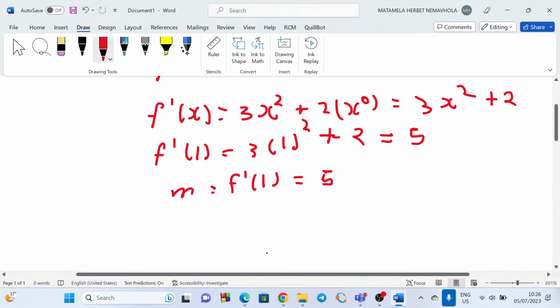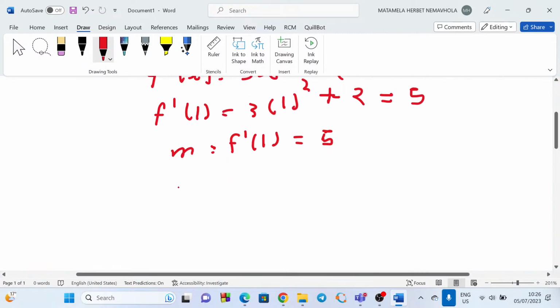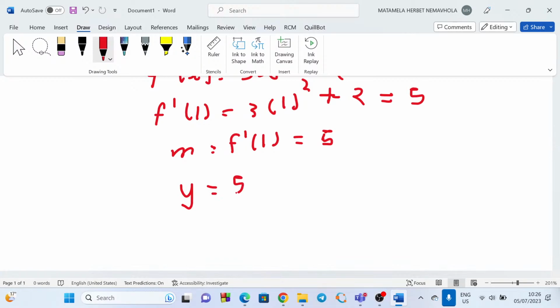But if we want to rewrite this in the form of the tangent line equation, it will be y equals 5x plus c. So we don't know c now. When we don't know c, what we're going to do is substitute the value of x in the original equation, f of 1.